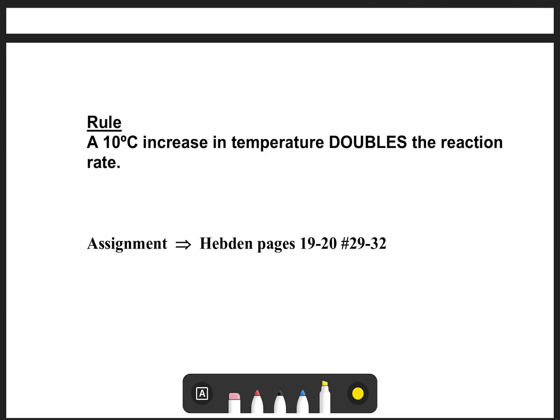The assignment for this lesson is Hebden, pages 19 to 20, numbers 29 to 32.